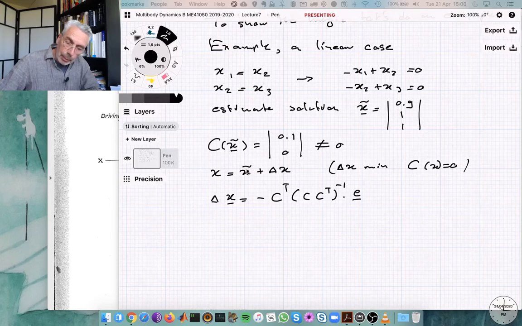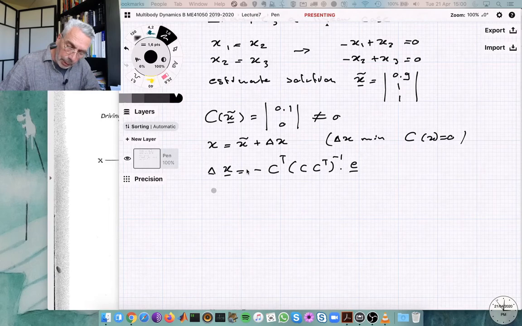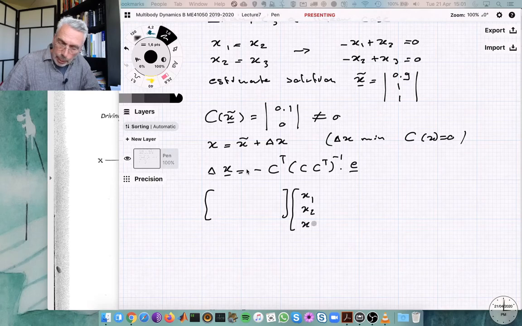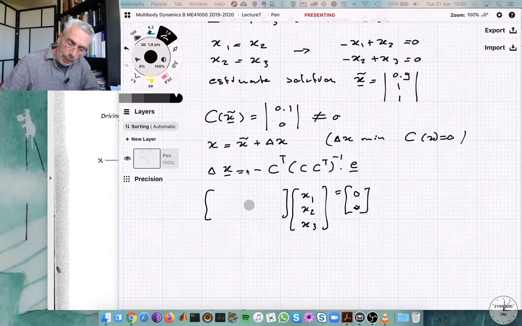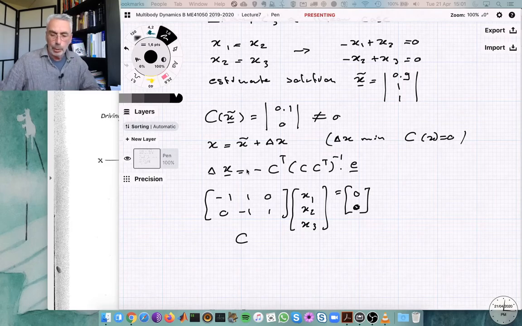Okay, what is the matrix C? That's the Jacobian of our equation. So let's write our equations now in this nice matrix vector form. So C times x1, x2, x3 is 0, and since it's a linear equation, the thing which pops up here is the Jacobian already. So it's minus 1, 1, 0, and 0, minus 1, 1. So this is C, the Jacobian matrix.